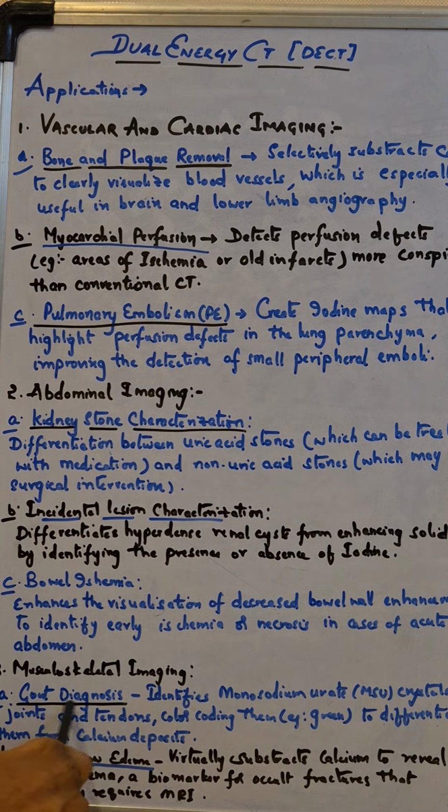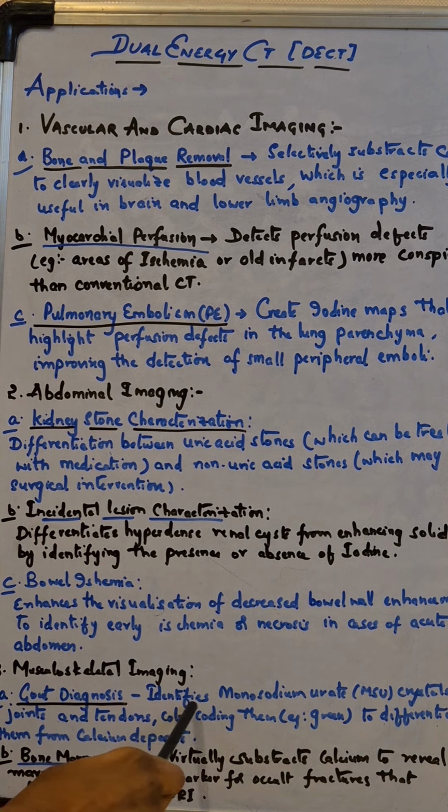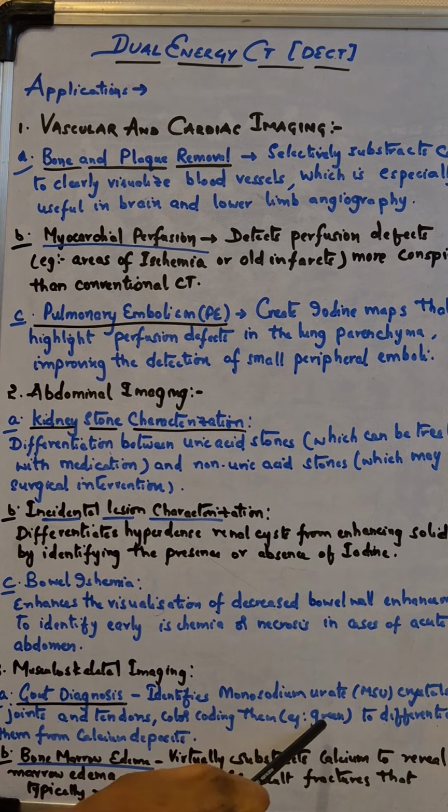Musculoskeletal imaging, gout diagnosis, especially it identifies monosodium urate crystals in the joints and tendons, and it color codes them as green to differentiate them from the calcium deposits.